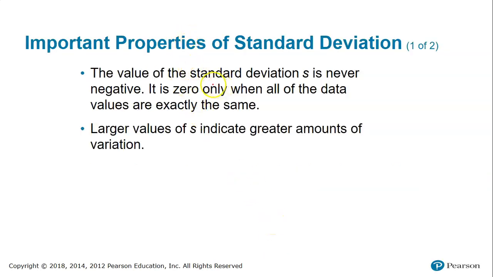Okay, a couple things to remember. The value of a standard deviation is never going to be negative, and it would only be 0 if every single one of your data values are exactly the same and they don't deviate at all from the mean. Then that would be a case where your standard deviation is 0. Otherwise, it's going to be some positive value, and the larger your S is, the more variation you have in your data set.